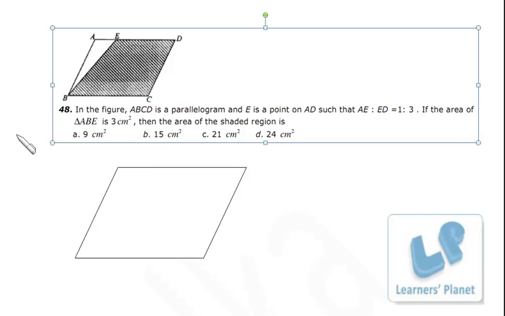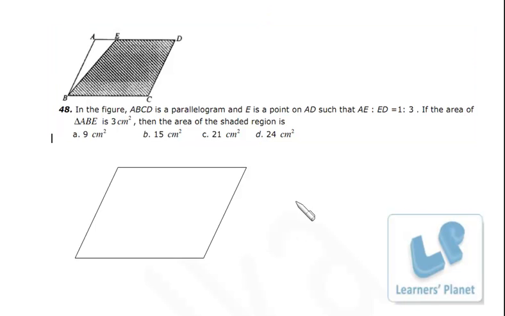Now see this problem. In the figure, ABCD is a parallelogram and E is a point on AD such that AE to ED is 1:3. If the area of ABE is 3 centimeter square, then find the area of the shaded region. ABE is a triangle with area 3 centimeter square. Now just listen to me carefully. Very simple question. I just draw this line over here. Now this AE is a triangle, and I can draw this triangle over here like this.